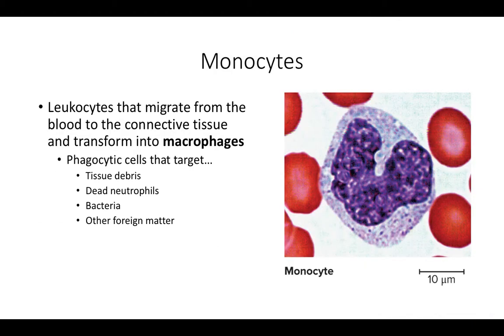Monocytes are another type of white blood cell that we talked about when we were learning about leukocytes. They migrate from the blood and enter into connective tissue, and once they get there, they turn into macrophages, which again are just phagocytic cells. So they're going to engulf things like tissue debris, dead neutrophils, bacteria, and other types of foreign matter.